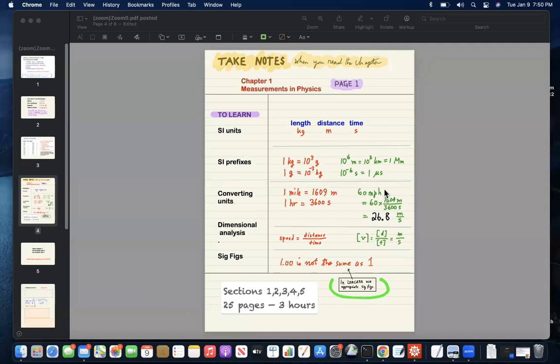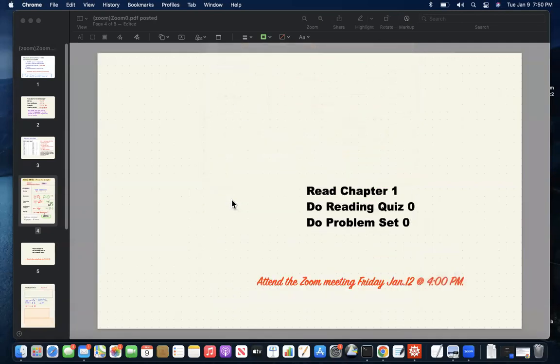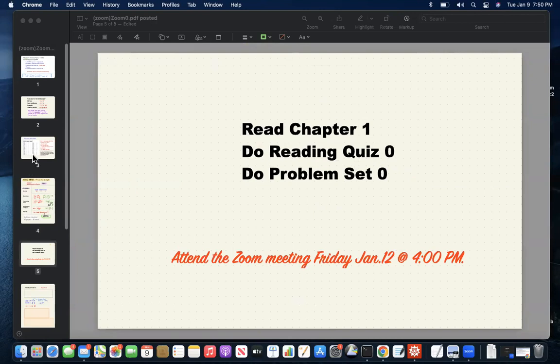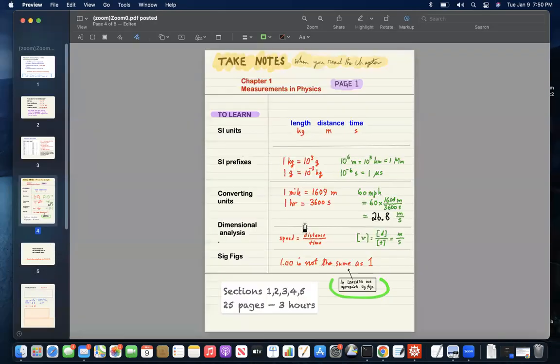Everybody knows how fast is 60 miles an hour. Most people don't know how fast is 27 meters per second. Well, it's about the same as 60 miles per hour. But anyway, you may have a calculation where you have to convert from one to the other. So that's explained in chapter 1. You've probably done this before if you're a science major. Dimensional analysis, there's a section on how to figure out the dimensionality of different combinations, like speed is distance over time.